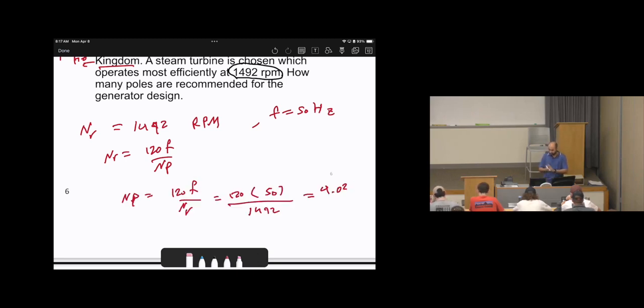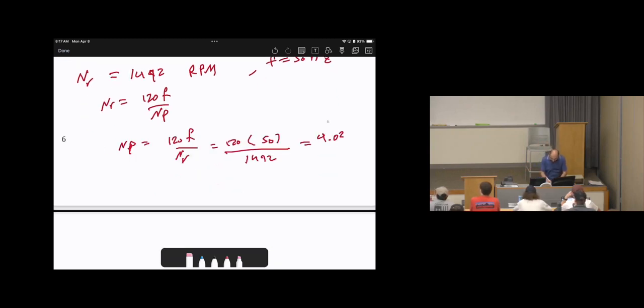Do I need to say it's 4.02? No. Recall that the number of poles is related to the magnets. So the number of poles must be an even integer, because for every north, there must be a south. And we cannot say half north, one south, or etc. So we will choose the closest even integer. So it will be 4. So recall, number of poles must be even, positive, of course, an even integer.